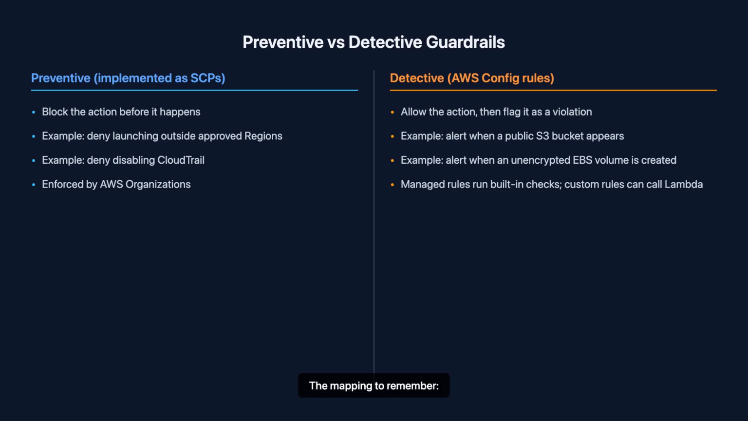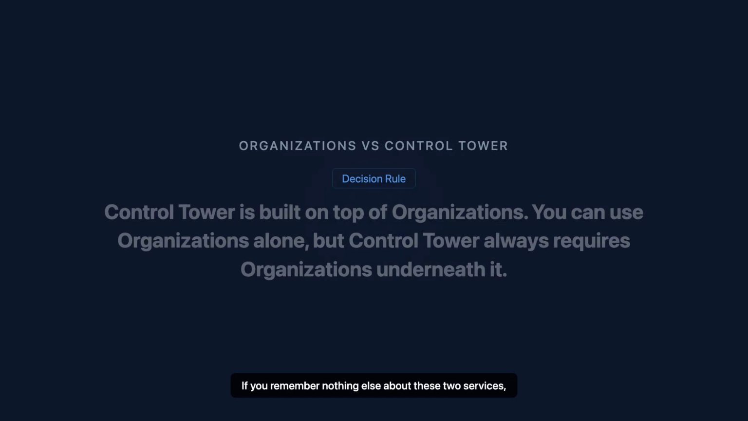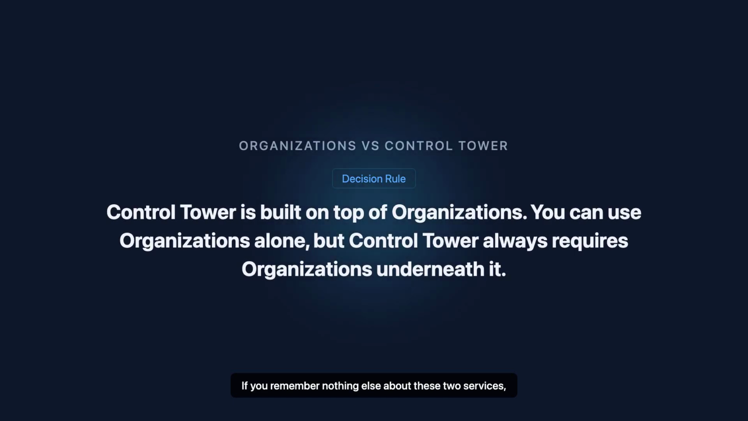The mapping to remember: preventive is SCPs, and detective is Amazon Web Services config. If you remember nothing else about these two services, remember this: Organizations is the platform. Control Tower is the opinionated automation built on top. Control Tower cannot exist without organizations underneath it. When you turn on Control Tower, it creates an organization or uses an existing one.